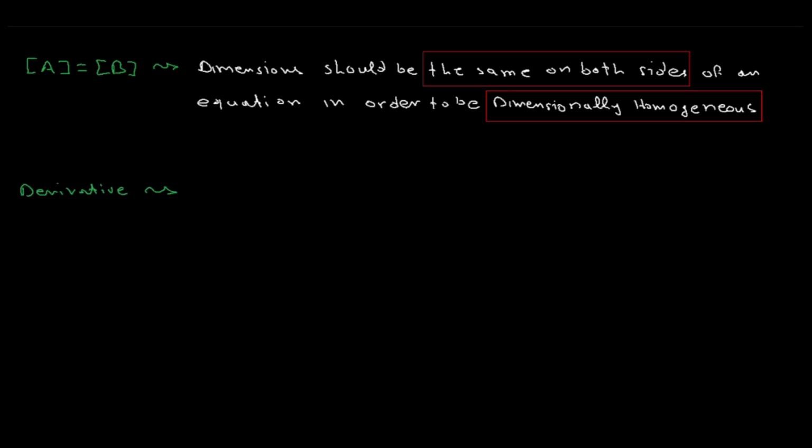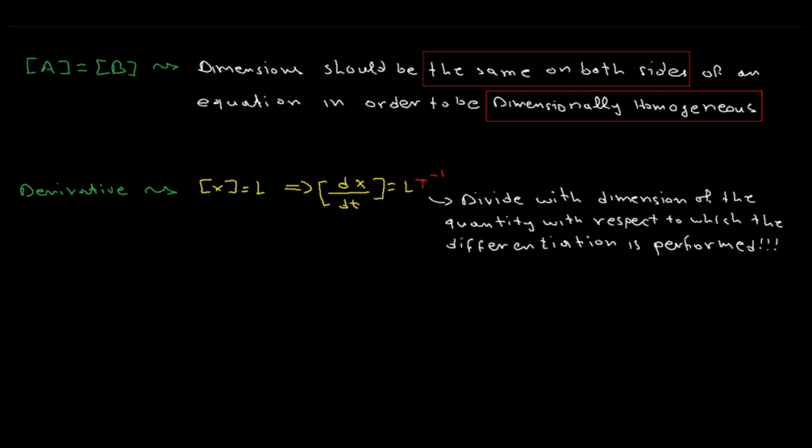Regarding derivatives, when we differentiate a quantity with respect to another quantity, we should always divide with the dimension of the quantity with respect to which the differentiation is performed. In this case, we divide by time.